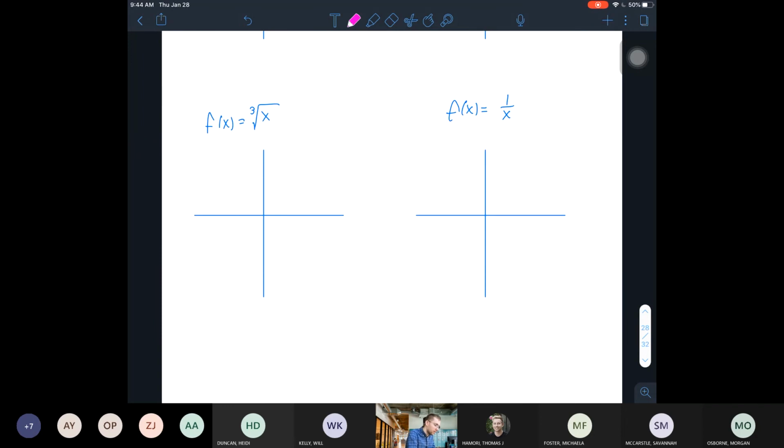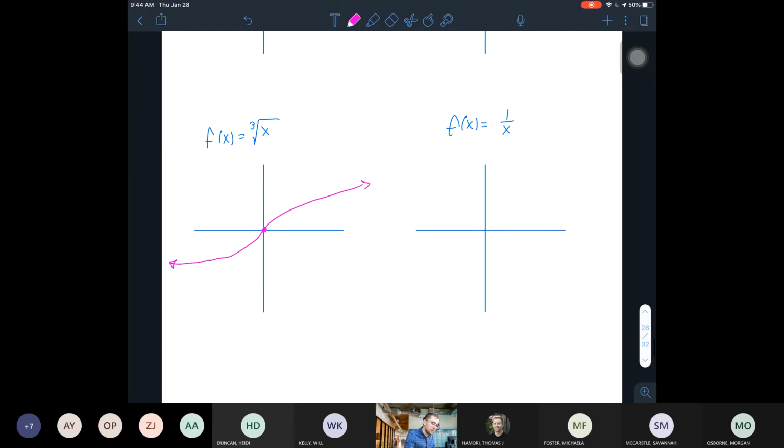And cube root of x looks similar, except this one, we can do the cube root of negative numbers. 1 over x, and I'm running out of time here, looks kind of like this, because going to 0, when we start dividing by really small numbers, it gets really big. And on this side, it looks the same, but it's symmetric about the origin.